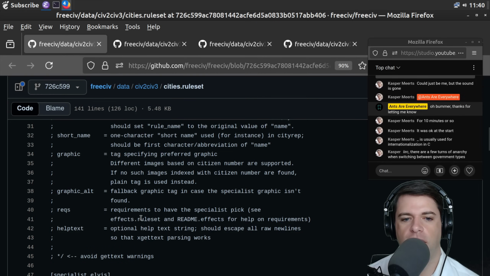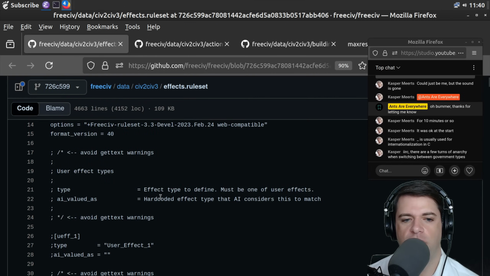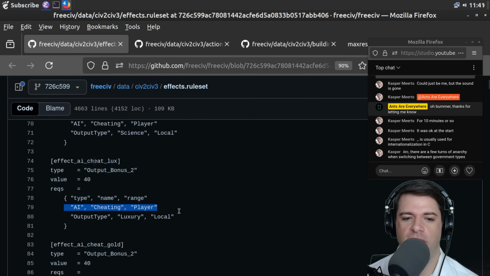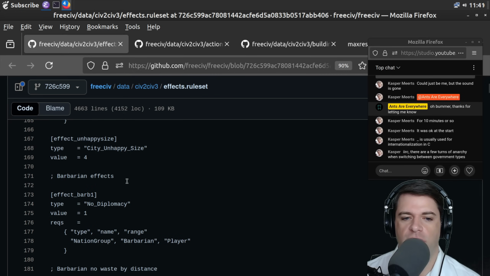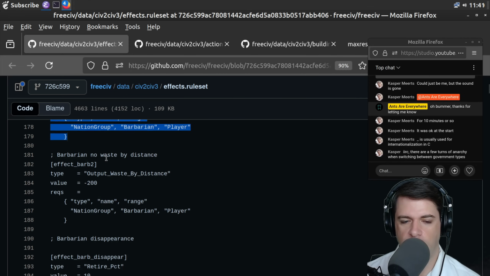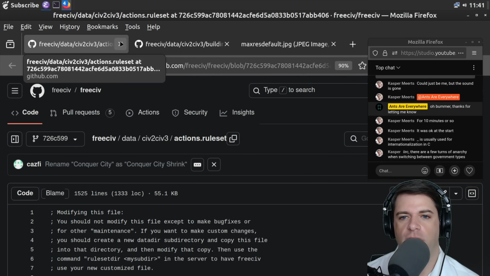Here's cities. I think I'm good. I don't need to see cities. Effects. I'm just curious what sort of thing an effect is. There's cheat lux. Effect AI cheat lux. Lux is probably light, cheat is probably cheating. AI cheating player. Oh, luxury. Lux is luxury. Okay. So there are different cheats. You can affect Barb 1, type no diplomacy. It has requirements: type, name, range, nation group, etc. Barbarian no waste by distance. So these are maybe overrides or cheats or variations that you can affect the rule set with.